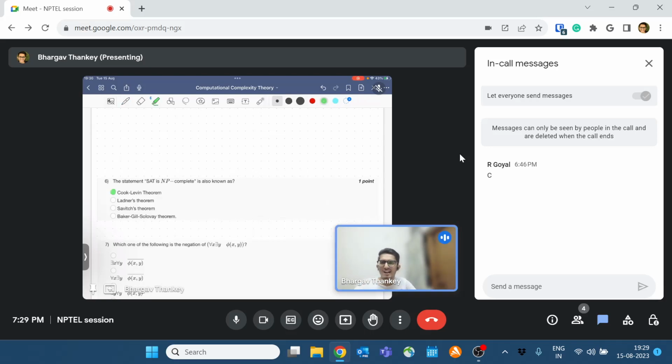Has Ladner's theorem been covered yet? Yes, it is covered, that you require a log n amount of more space in the time hierarchy. No, no, Ladner's theorem is something else. Ladner's theorem says that if P not equals NP, then an NP-intermediate language exists. I think this has not been covered yet, but it would be covered now.